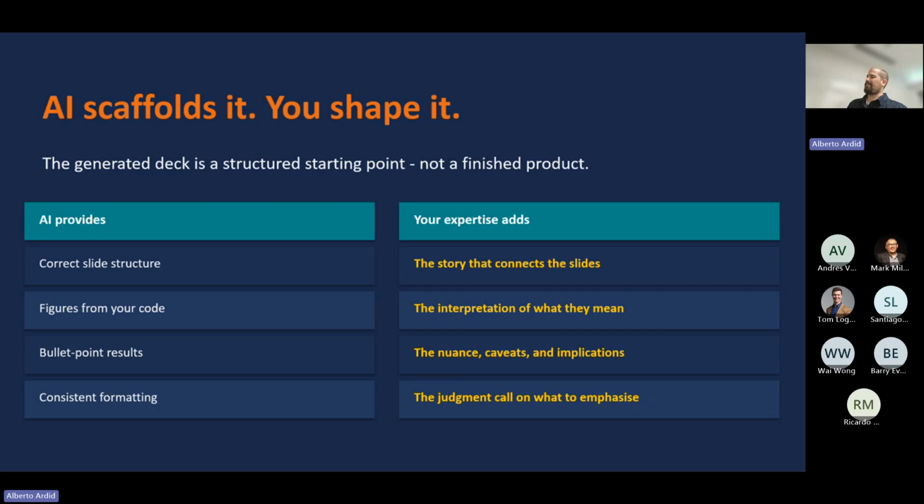I think what this is about is that AI helps us frame the work. It gives us a clean structure as a starting point. It can organize slides, put in figures from code, and summarize the results in bullet points or whatever. I think the important thing is to recognize what it doesn't do. The real value of all of the research that we're doing still comes from us, from our experience, because we are the ones building the story that connects those slides into a coherent narrative.